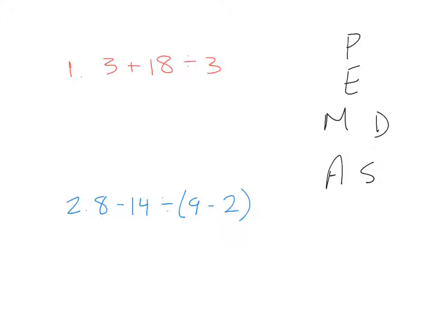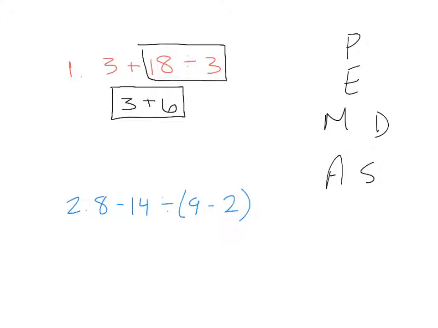Division comes first, so we're going to box that up, and we're going to do the operation inside the box. So we're going to bring down 3 plus 18 divided by 3 is 6. I only have one operation left. It's 3 plus 6, and that equals 9.